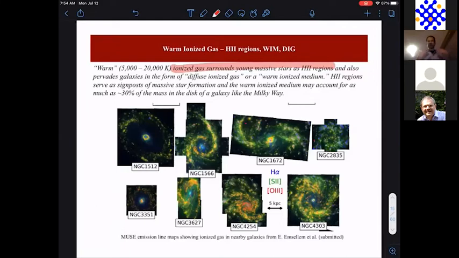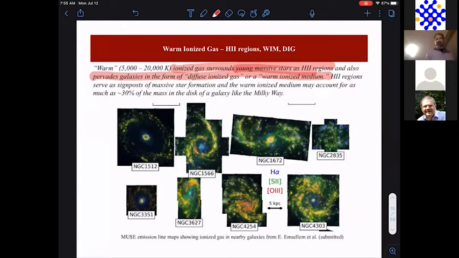And then because those HII regions only account for something like half of the ionizing photons coming out of the young massive stars, a medium of warm ionized gas also pervades galaxies. And this is either referred to as diffuse ionized gas or the warm ionized medium, depending on whether you are an extragalactic researcher or a Milky Way researcher.